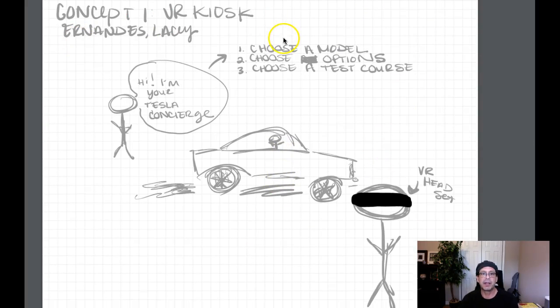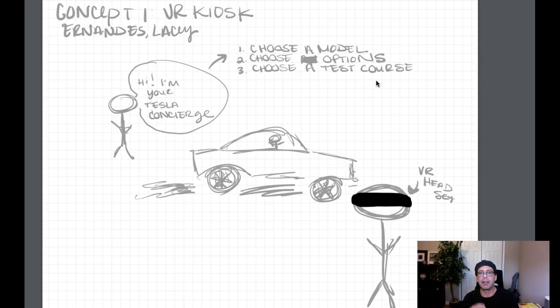Okay, concept one, VR kiosk. How does this work, Lacey? Is it located in the dealership? Is it in a private room in the dealership? Is this an actual model of the car that somebody sits in while they're wearing the VR headset? And once they are, how do they interact with the interface? So in other words, you have this, hi, I'm your Tesla concierge. Is this an actual person, or is this all electronic? How does this work? These are the obvious questions that come up by looking at this idea.